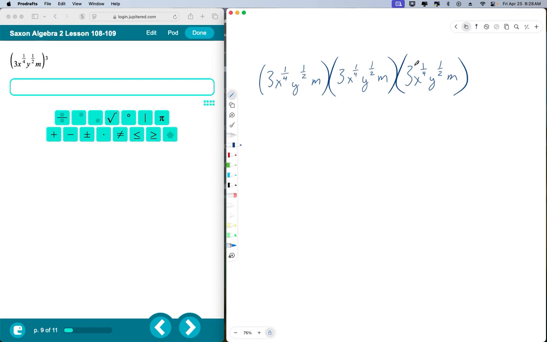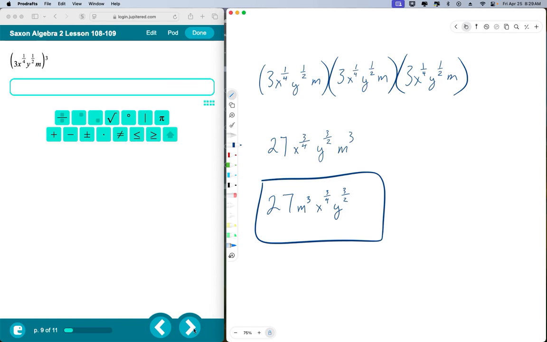3 times 3 times 3 is 27. And then x to the 1/4, x to the 1/4, so that's x to the 3/4. And you have y to the 1/2, y to the 1/2, y to the 1/2. That's y to the 3/2. And we have m, that's m cubed. So we would just put that in alphabetical order. That would be the answer.